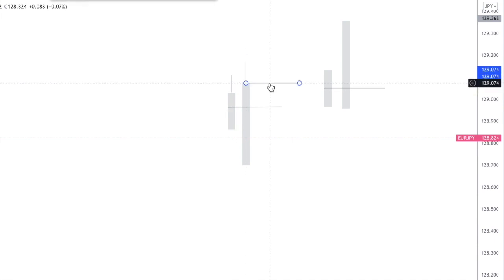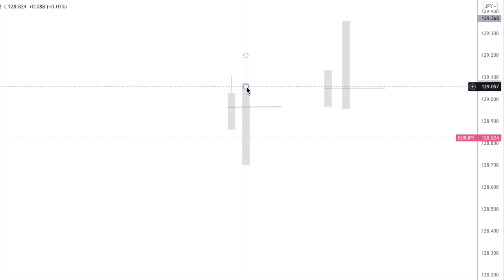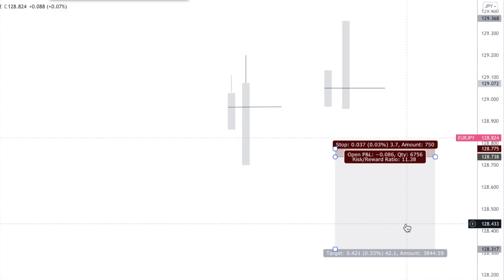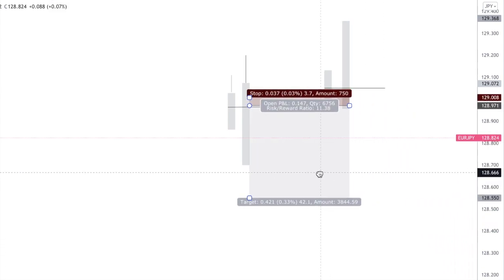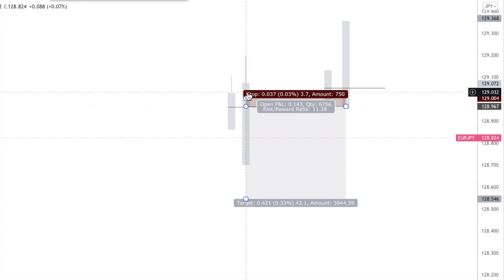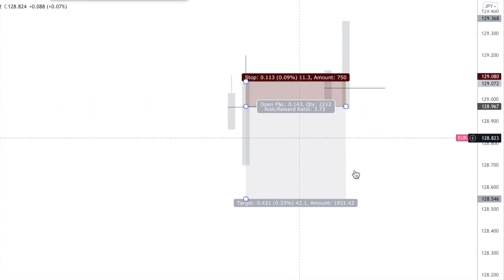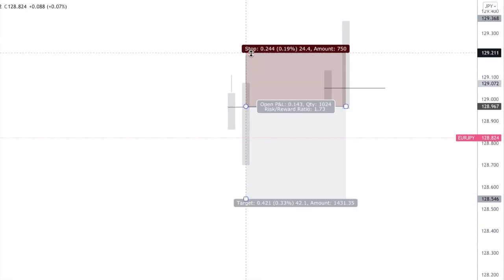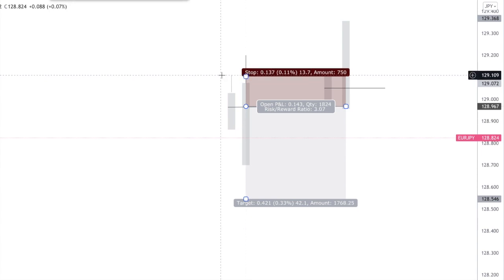Okay, let's show an example where it's not the same size. So your stop loss would be like following. Your entry would be at 50%. Stop loss at the body. Entry at 50%. Stop loss at this wick. Or stop loss at this wick over here.